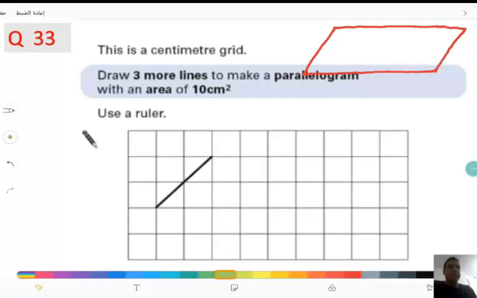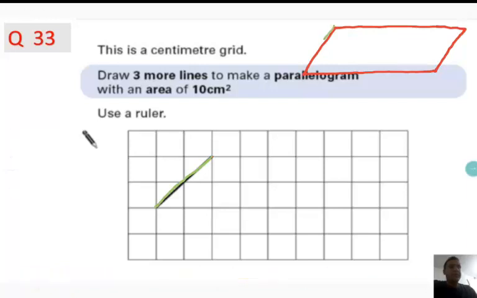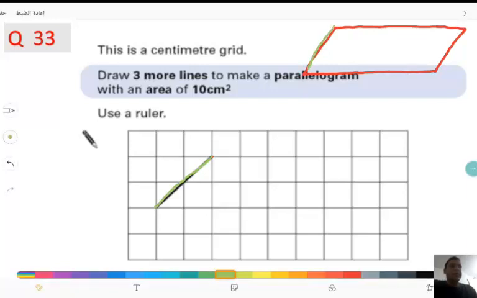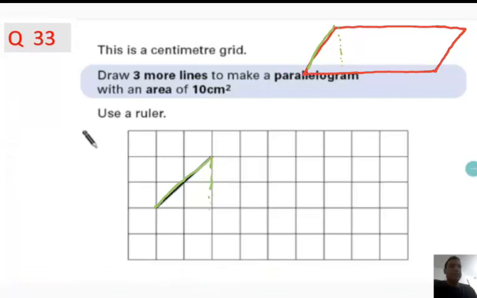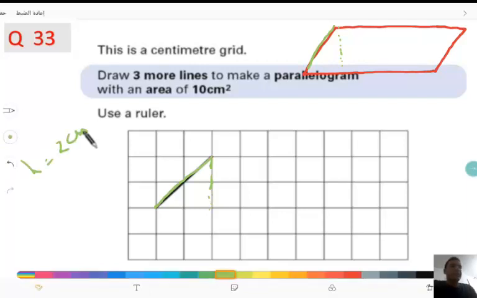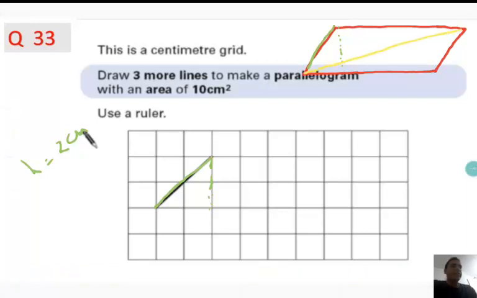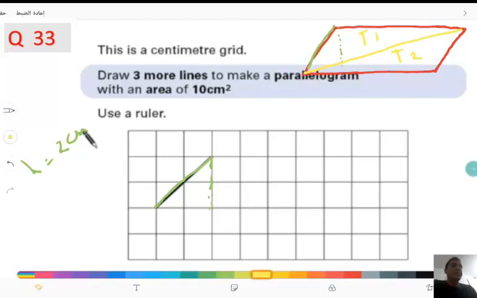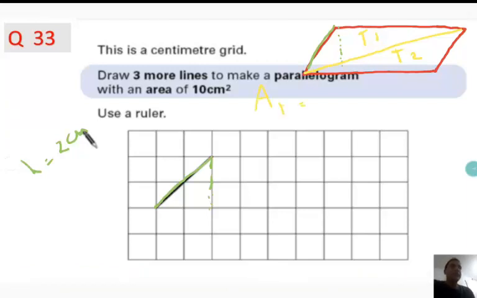And this side here is given as the same as this one. Then the height from this side to the base, from this information we get, is 2 centimeters. If we divide this parallelogram into two triangles T1 and T2, the area of T1 equals the area of T2, and each triangle equals half times base times height.